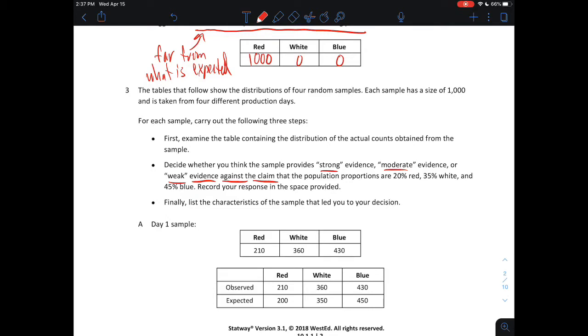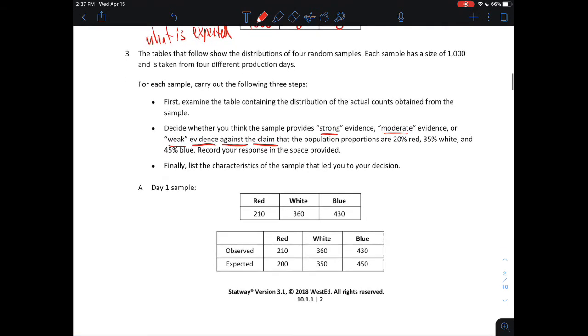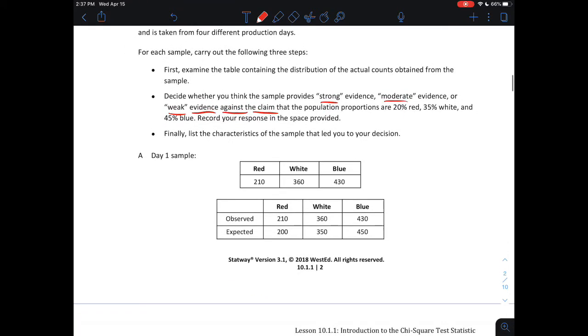So first, part A, day 1 sample. In that sample, we have 210 red, 360 white, and 430 blue. And what they have in the table below is a comparison of what we just observed in the sample. So that's the observed data. And then in the last row, we have what's expected. That came from number 1. So here we have observed 210 red when there should have been 200. We've observed 360 white when there should have been 350. And then we've observed 430 blue when there should have been 450.